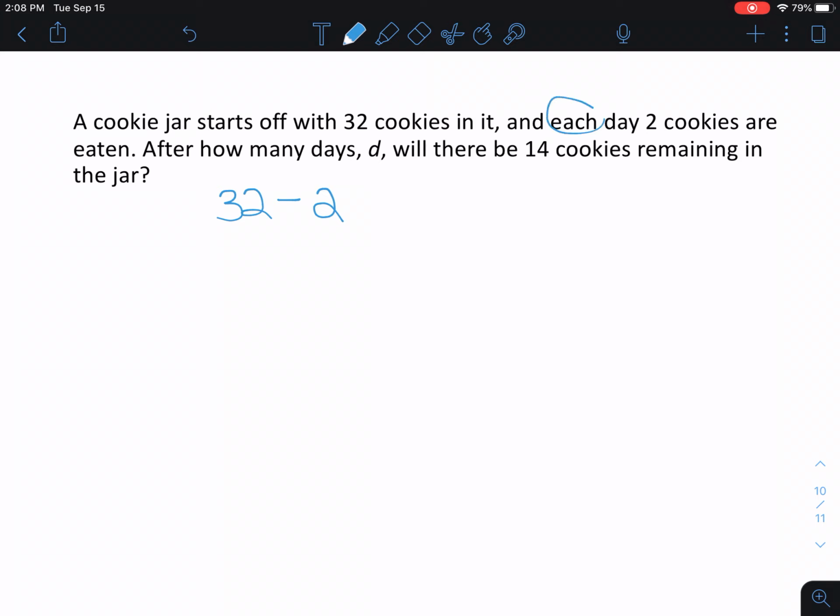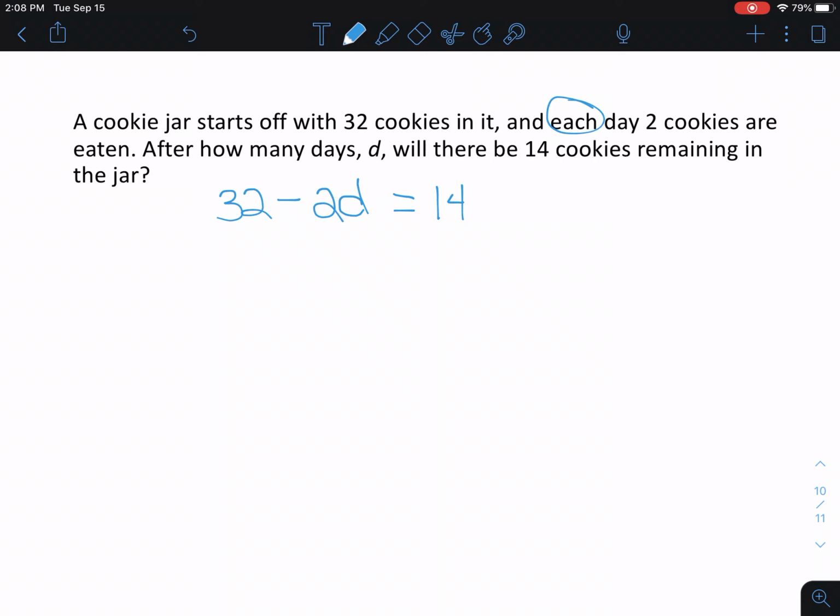And this word right here, when you see each or per, it's kind of a tip that means multiplication. So it's 2 for every day that we do this. So if we did that for 3 days, we'd go 2 times 3, which would be 6 cookies we've lost. Okay, so it's 32 minus 2D. And then how many cookies are there currently? There's now 14 left. So here's our equation.